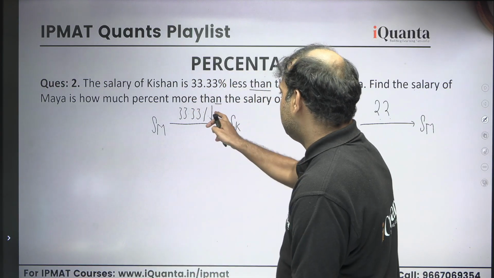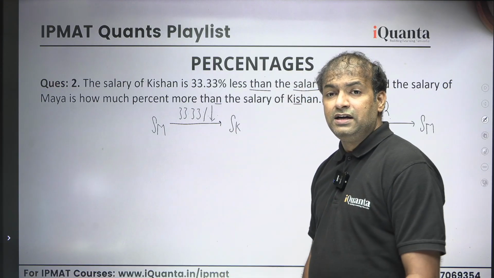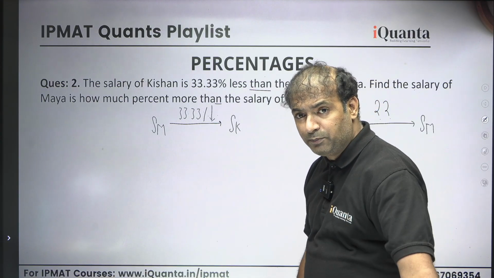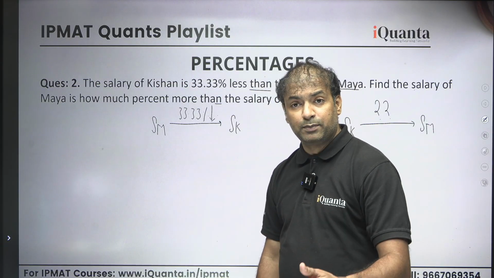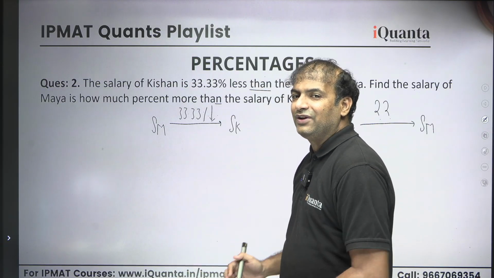So here you see that it's 33.3% less. 33.33% we know is 1 upon 3, right? So we should take the salary of Maya to be a multiple of 3, so that the calculation gets easy.